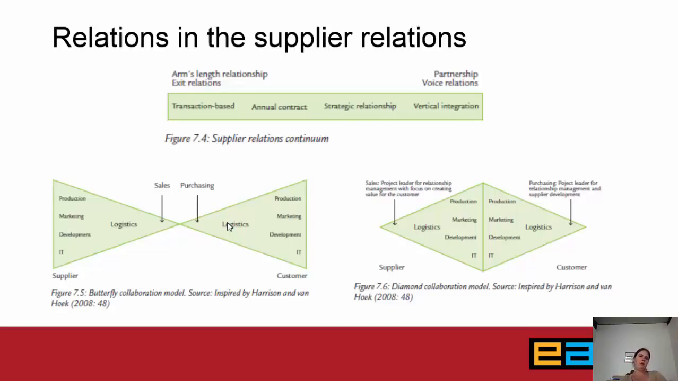If we do transaction-based relationships, it means that we only do things one or two times. We don't build a relationship. We call that arm's length relationship, meaning that we don't get involved in each other. We do something and then we move on. On the other side, we have vertical integration or partnerships.